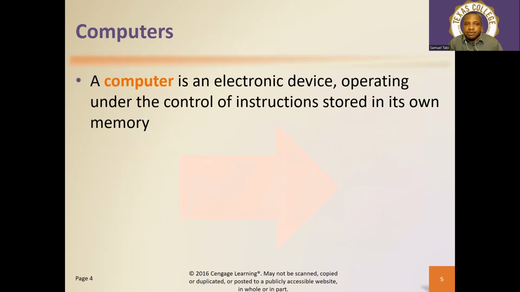In very simple terms, a computer is first and foremost an electronic device which operates under the control of instructions stored in its own memory. What that implies is that without instructions stored in the memory of a computer, your computer cannot do anything. So if you are to design a computer, you have to provide it with instructions. You have to store the instructions which will dictate to your computer how it should function, and you have to store those instructions within the memory.